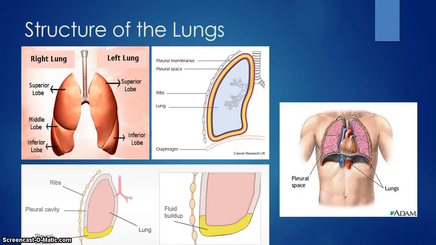Structure of the lungs. There are a few structures of the lungs. So, first are the lobes. The lungs are located in the middle of the chest and on either side of the heart. The lungs are divided into lobes. The right side consists of 3 and the left side consists of 2 lobes.